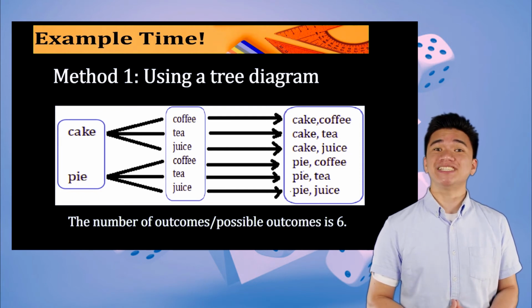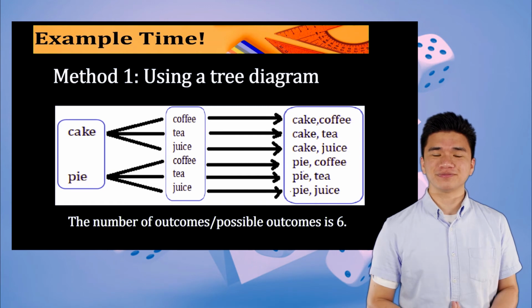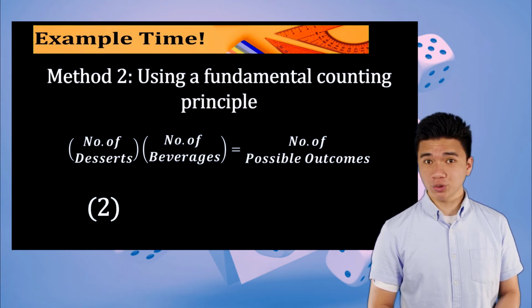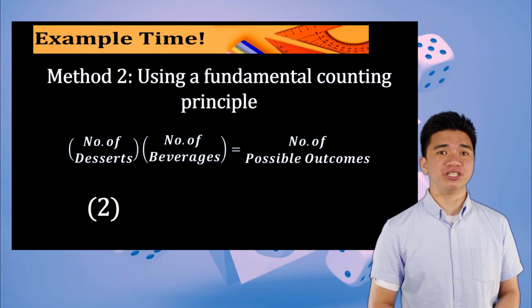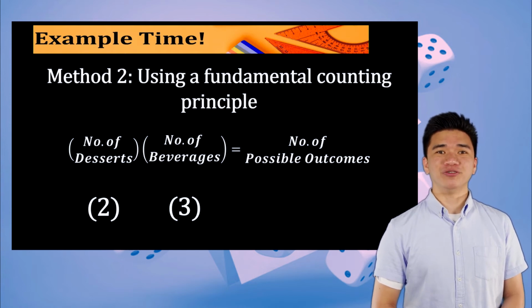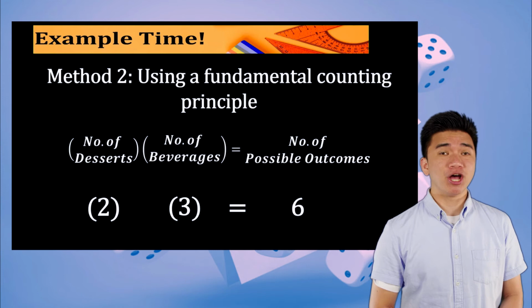The answer is 6. Now, if we use the fundamental counting principle, we have the number of desserts, which is 2, times the number of beverages, 3, getting the total number of possible outcomes as 6. Much simpler.